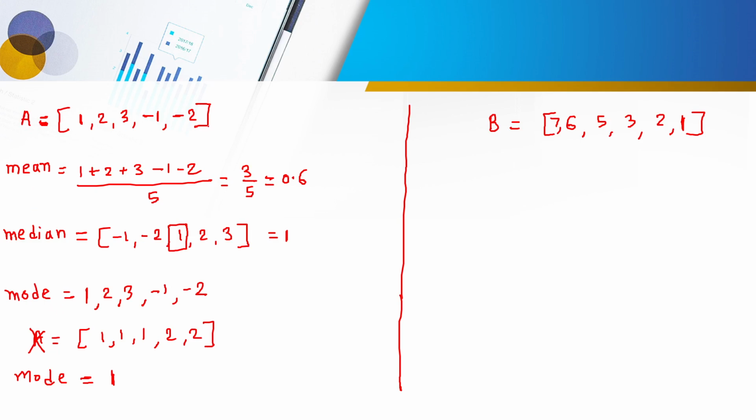Okay, and we are considering only a single data set. Here I am only talking about A. So mean, median, mode, I think it is clear. Here I have an odd number of terms. Now we'll go for an even number of terms.